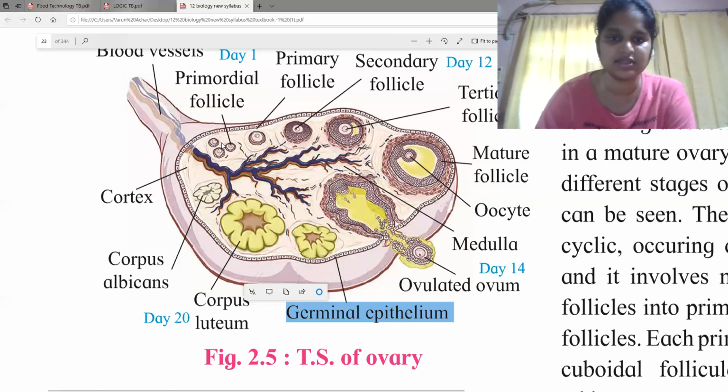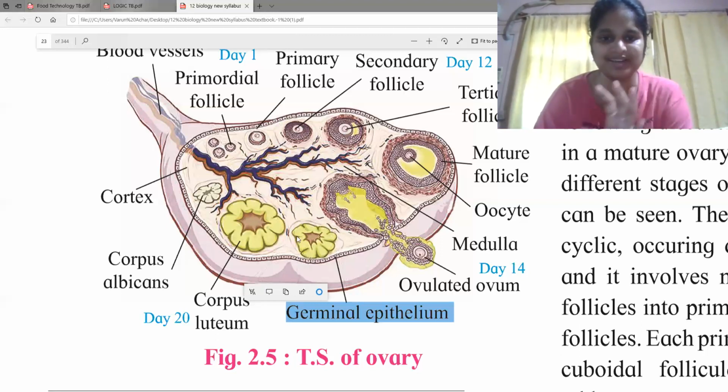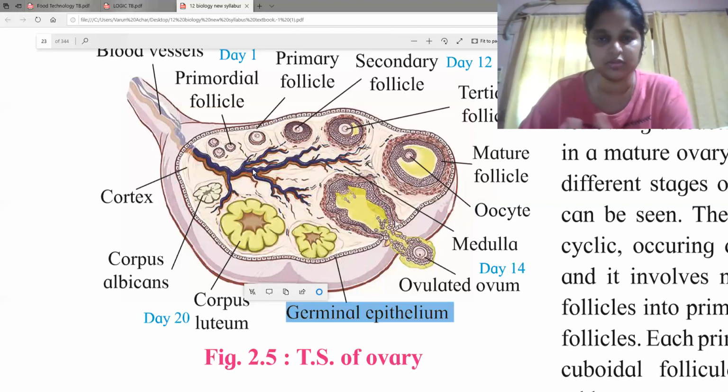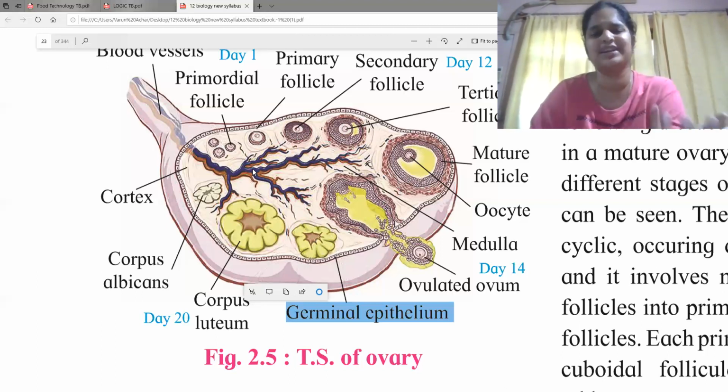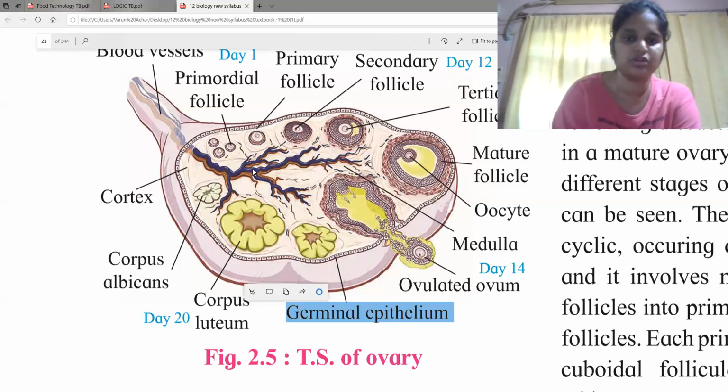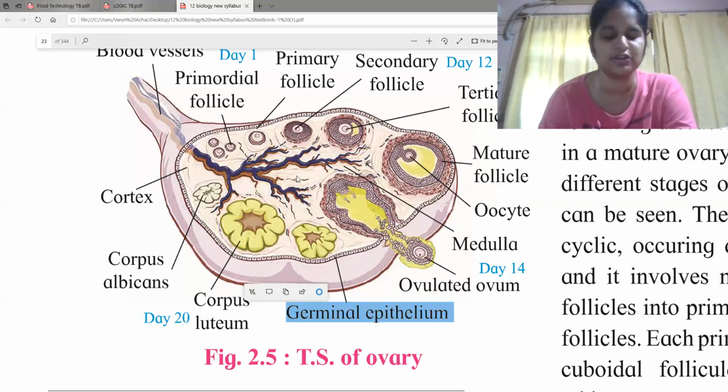This is the cortical region or the cortex region, where you can see all the components of the follicles being formed. And the region over here at the center, where you have the blood vessels, will be called the medulla. In the medulla, you have a fluid-like structure which has a lot of enzymes and other substances. That particular region will also be called the stroma. So the fluid is called the stroma, which you have in the ovary.